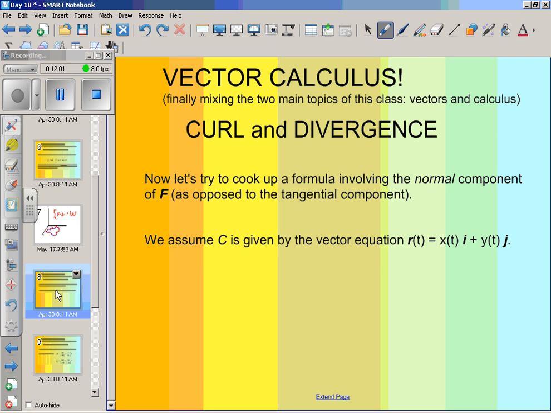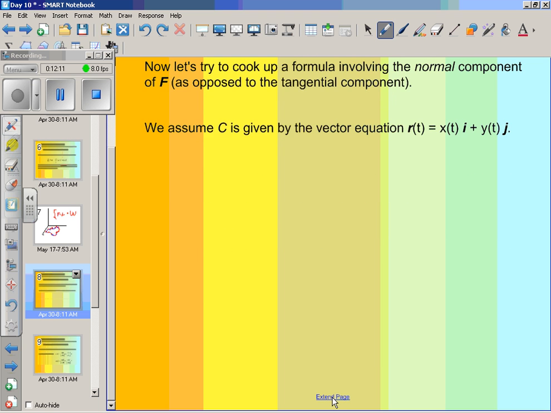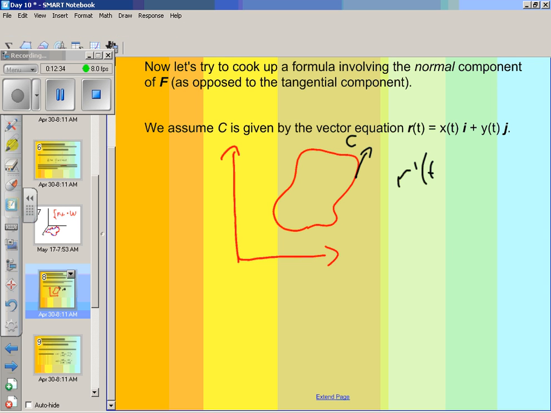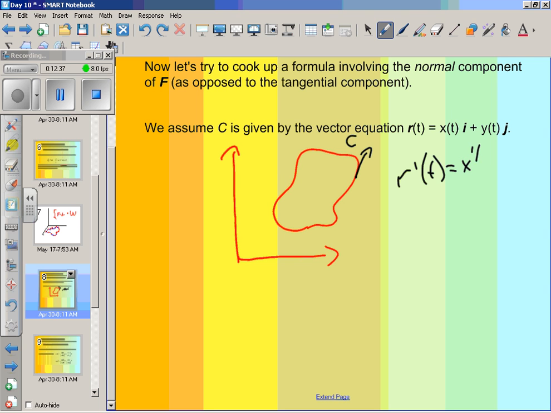Okay, so that was the tangential component, and now let's do the same thing and look at the normal component and see if we can come up with similar results. What we're assuming is we have some curve here in the plane, so we'll call this C. And remember that we can cook up the tangent vector. It's just going to be x prime of t i plus y prime of t in the j component.